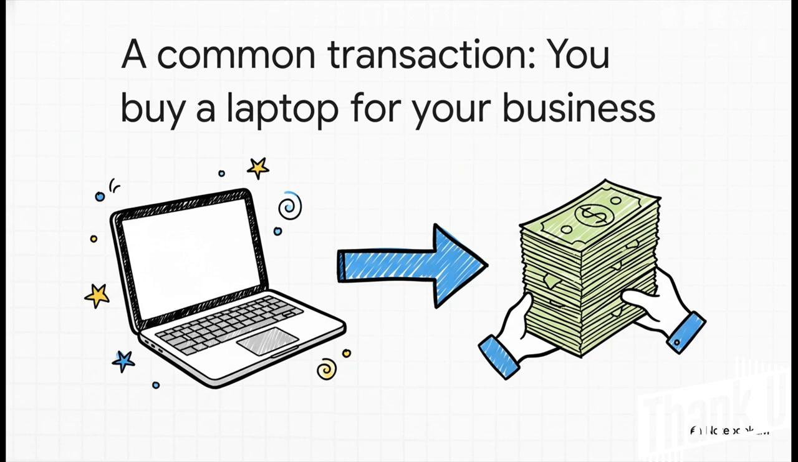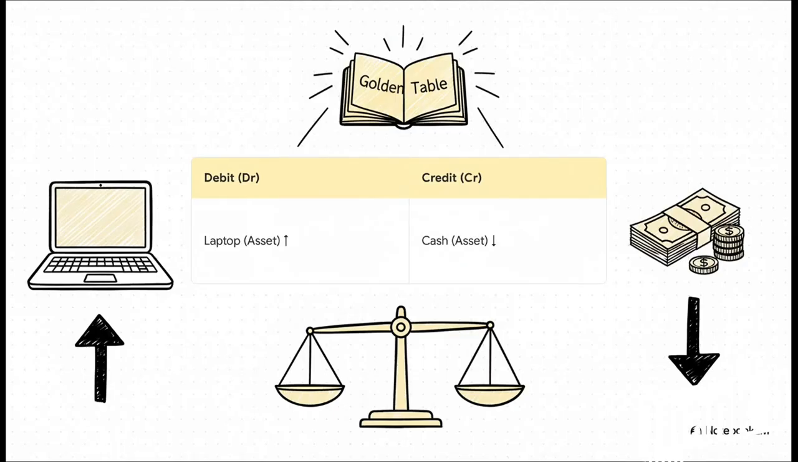We have 2 things happening here. You're getting an awesome new laptop, but you're giving away some of your cash. So let's break this down. The laptop and the cash are both assets, right? Your laptop asset is increasing, it's going up. And we know from our golden table that assets increase with a debit. So boom, we put laptop in the left column.